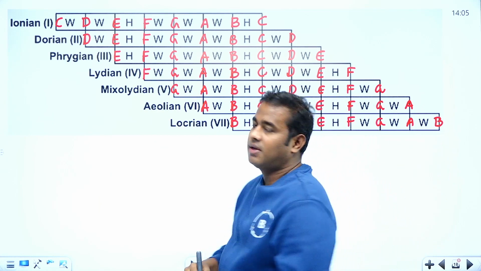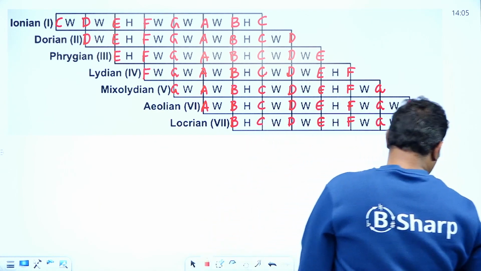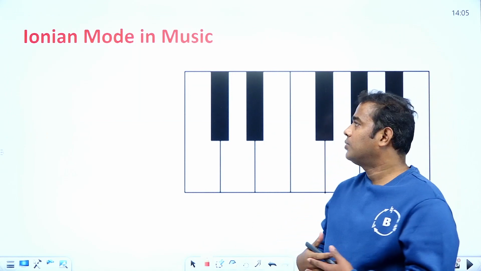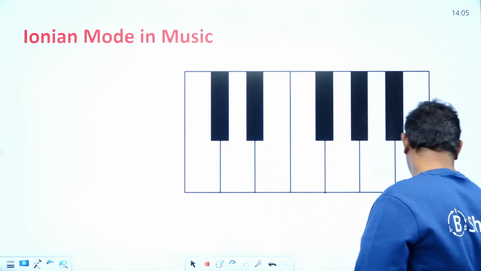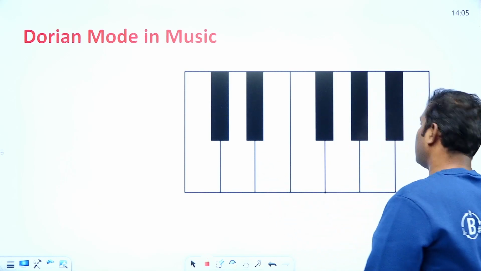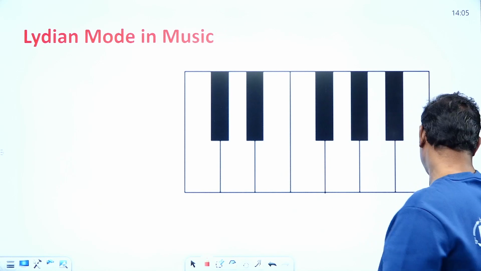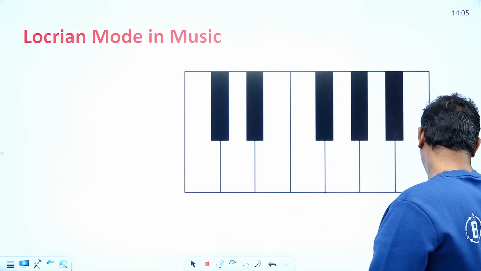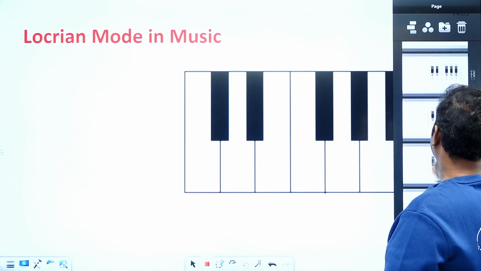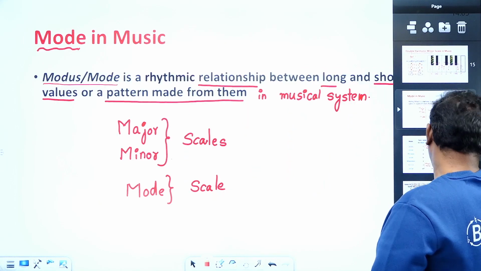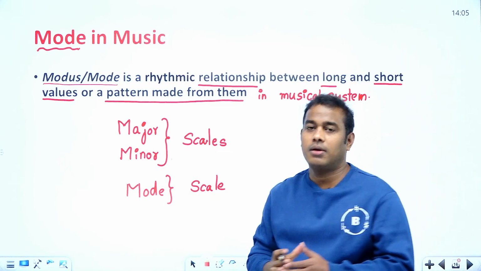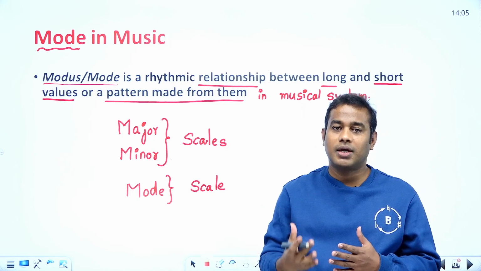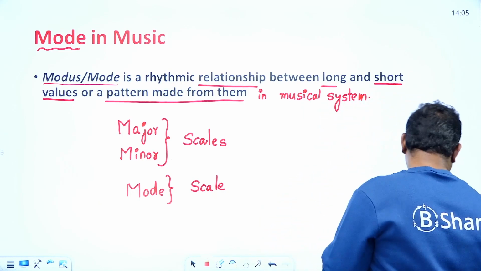So this is the way we can do it. If you like, this way also you can do it. This is one way. So in Ionian mode, or Dorian mode, or Phrygian mode, or Lydian mode, or Mixolydian mode, or Aeolian mode, or Locrian mode, any one of these modes. At this juncture, we will look at the definition here. A mode is nothing other than a scale itself. That's what I have shown you here.